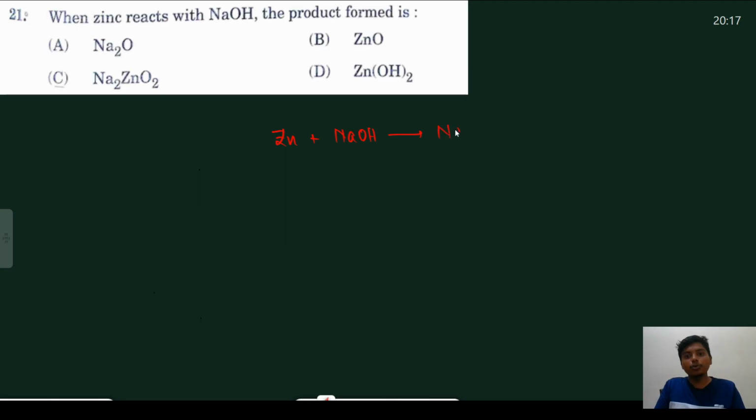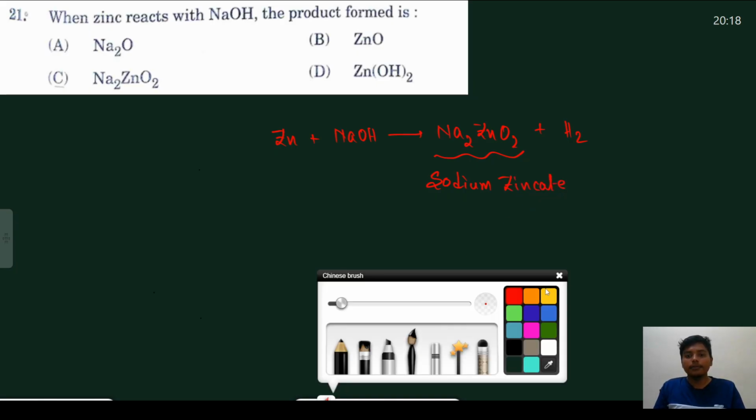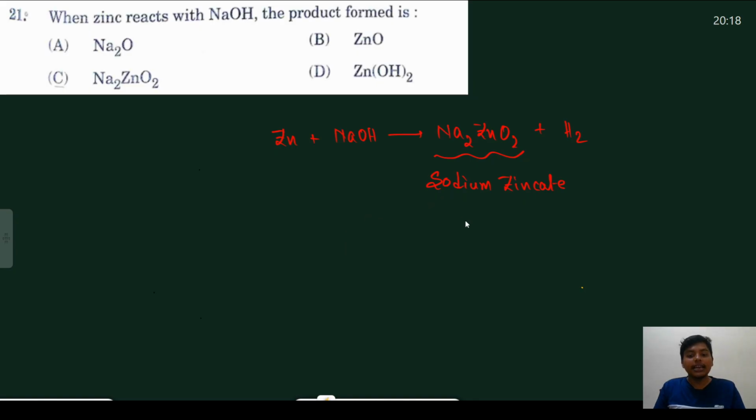We'll get Na2ZnO2, remember, plus hydrogen gas. What is this known as? This is known as sodium zincate. Clear? This is known as sodium zincate, and it is a mixed salt. It is nothing but a mixed salt.